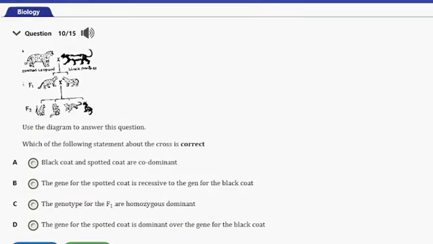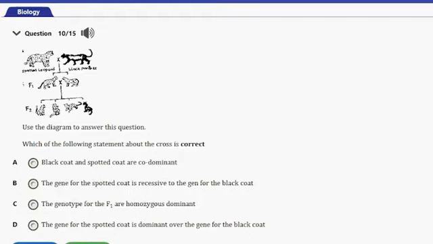So let's consider the next question, question number 10. So we are back to this diagram again, and it says here, which of the following statements about the cross is correct? A, black coats and spotted coats are co-dominant. B, the gene for the spotted coat is recessive to the gene for the black coat. C, the genotype for the F1 are homozygous dominant. D, the gene for spotted coats is dominant over the gene for black coats.